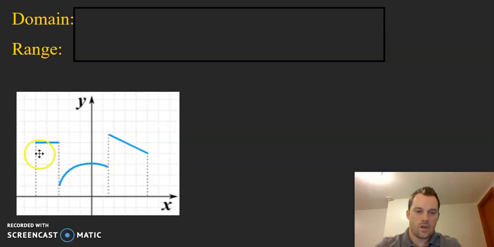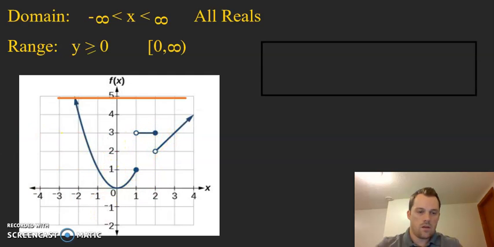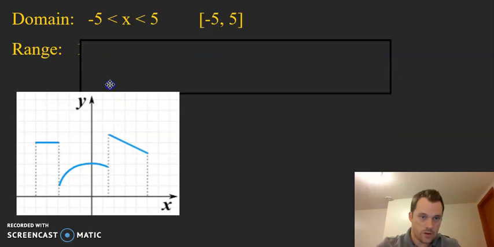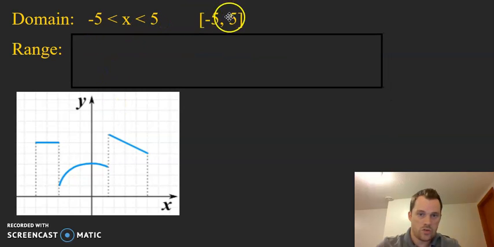Last example, another piecewise function. Now we don't have the clear dots that we did right here at the end of our pieces, but since there's no open circle, we can assume that it is included there. So our domain, if we count each line here, this is at -5. So this piece goes from -5 to -3, and then -3 to about 1.5, and then 1.5 to 5. So it's continuous as far as our domain from -5 to 5, so we use the brackets.